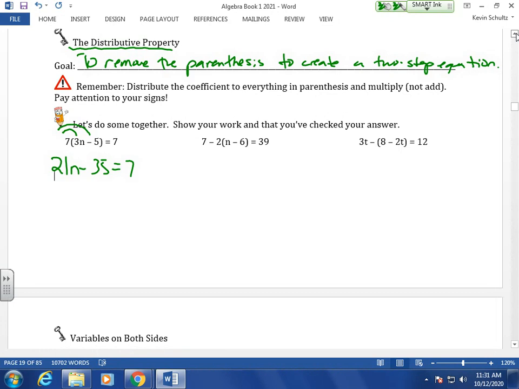But now we're at a two-step equation. So add 35 to both sides. 21n equals 42. Divide both sides by 21, and n is 2. Okay? Review? Still kind of? Excellent.